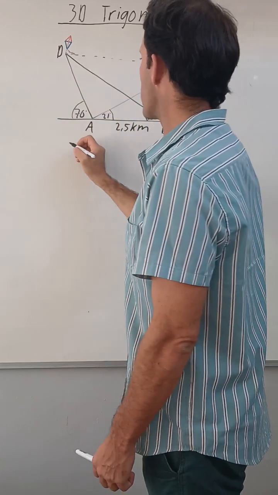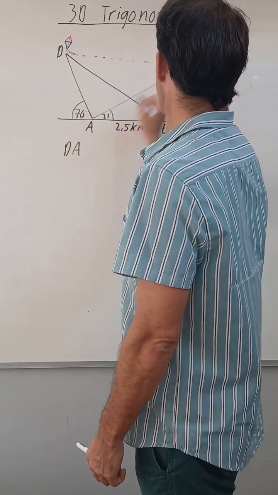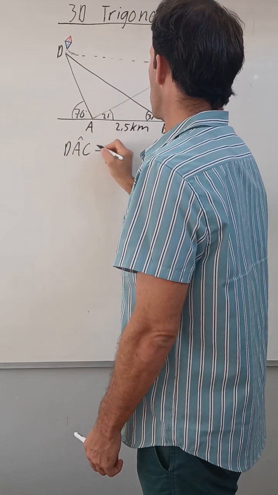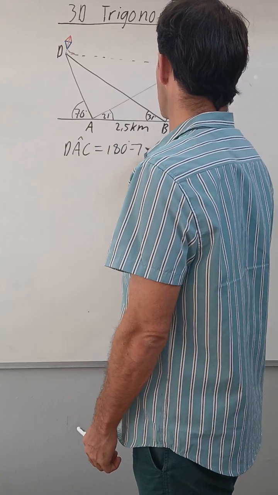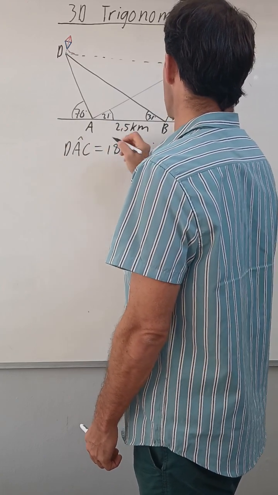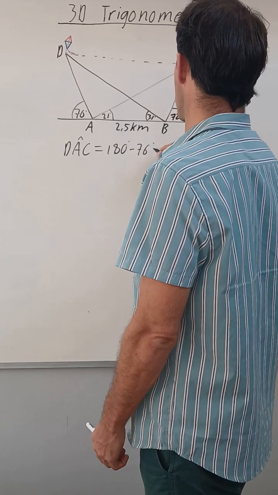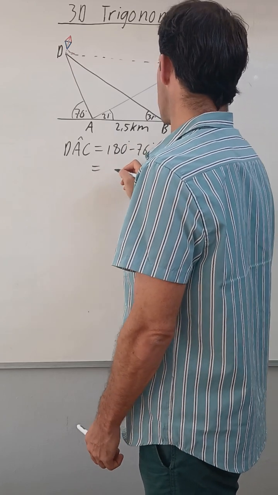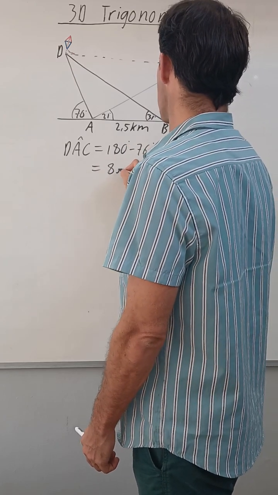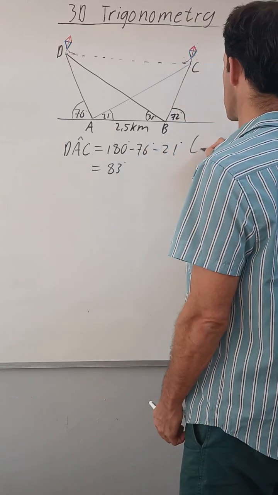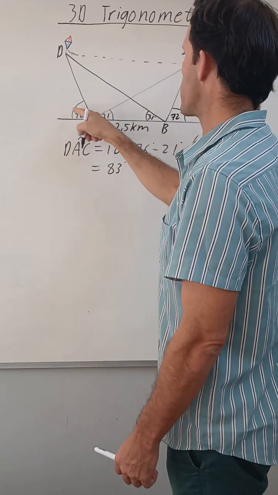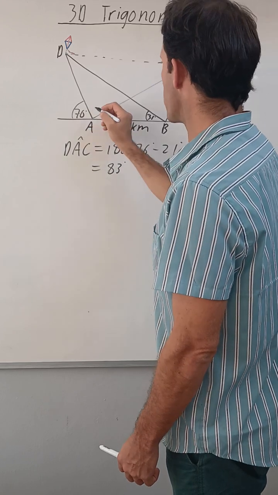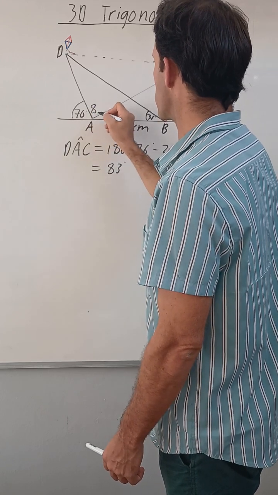So obviously the angle DAC will be equal to 180 minus 76 minus 76 minus 21. So that gives you 83 degrees. Okay, so this is just a straight line. Straight line, so we can find this angle. So we're going to get 83 degrees over there. Okay, so that's a start.